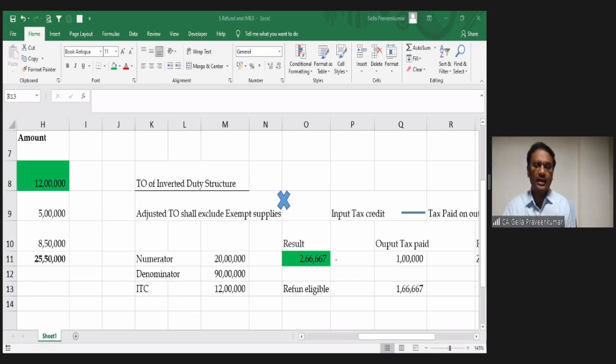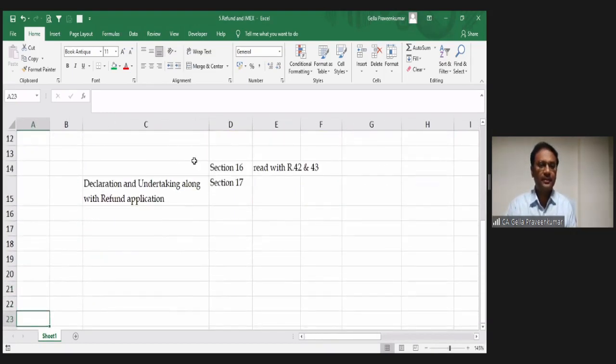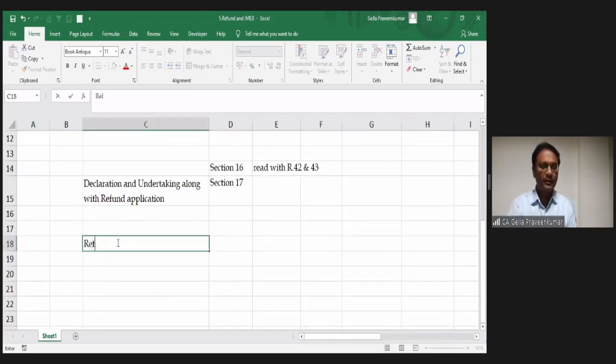Good. Both Raman and Ambika, your questions are answered. Let me come back to my zero rated turnover: refund of accumulated ITC under zero rated supply.